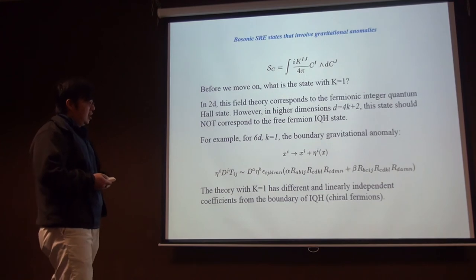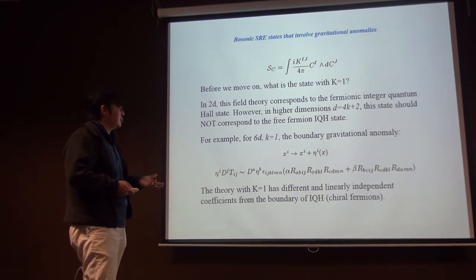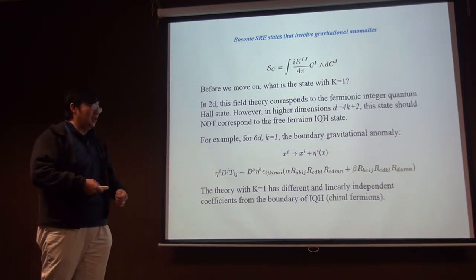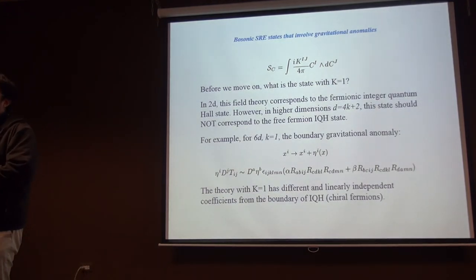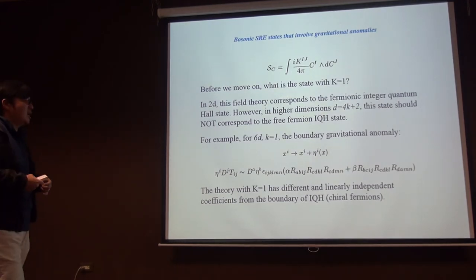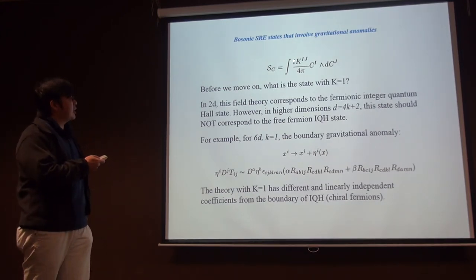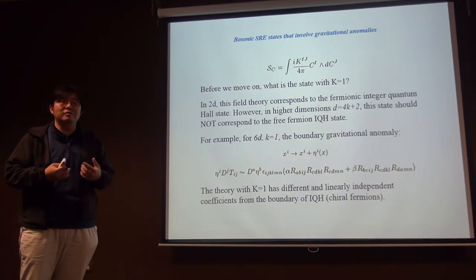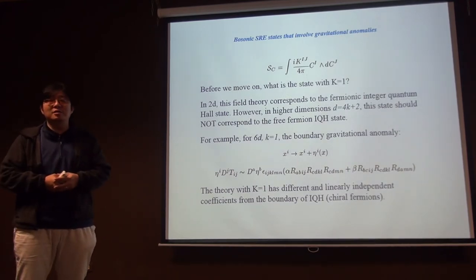The free Weyl fermion and free chiral form in 6 dimensions, and the boundary of this state, have different coefficients and are linearly independent from each other. So they have different anomalies. This means that they are really different bulk states. These two states cannot be connected without a bulk phase transition. So this state with k equals 1 is a very special state. It's not an integer quantum Hall state at all.